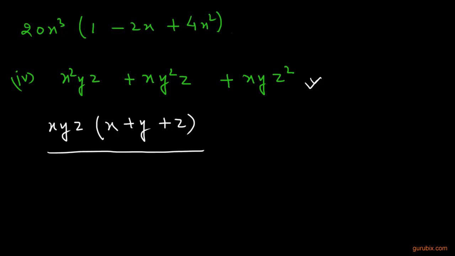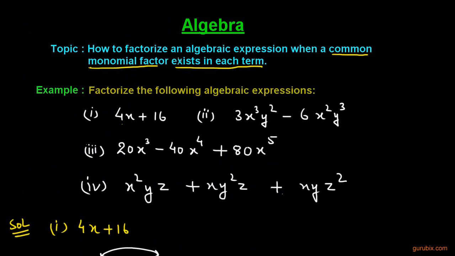So this is all about the topic how to factorize an algebraic expression when a common monomial exists in each term of the given algebraic expression.